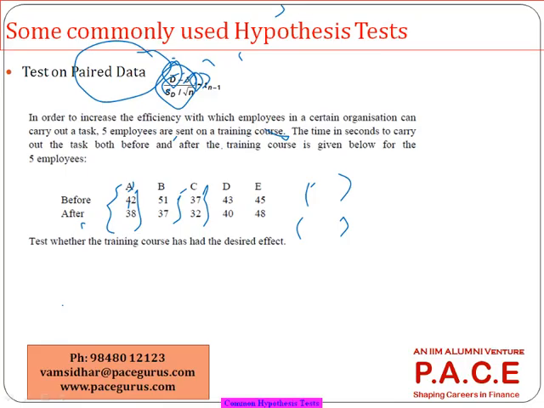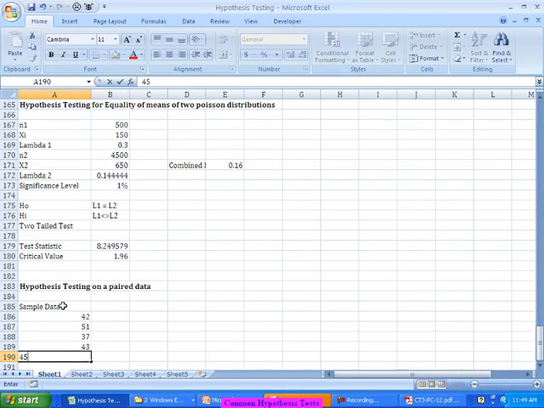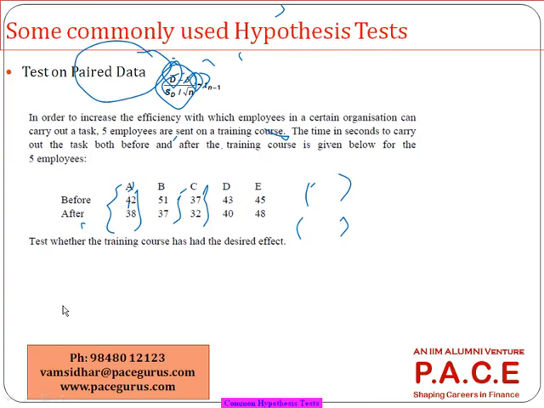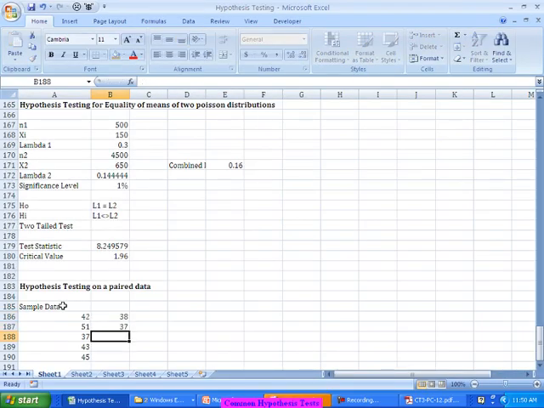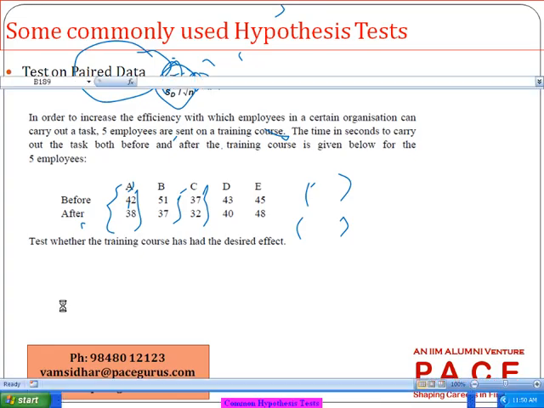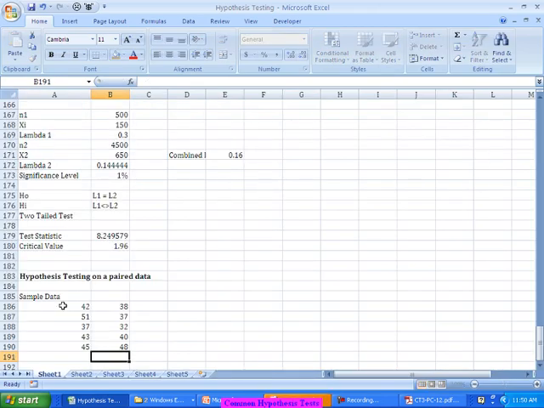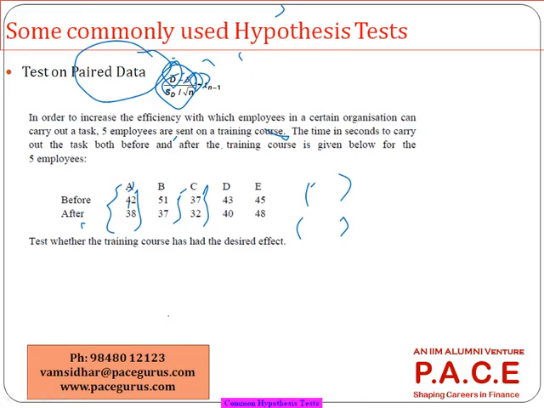Let's say this is the sample data for before, and this is the sample data for after. What it is saying is that 5 employees are sent for a training, and we have the time in seconds to carry out the task before the training and after the training. So I want to find out whether there is a significant difference in each of the persons in terms of the effectiveness from the training.